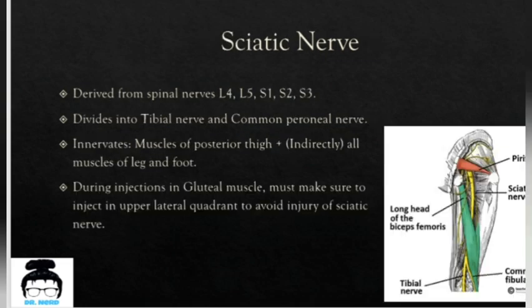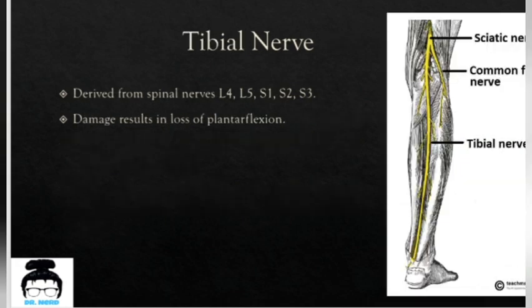The sciatic nerve is derived from L4, 5, S1, 2, and 3. If the patient has a herniated disc, this nerve might be affected. The sciatic nerve divides into the common peroneal nerve and the tibial nerve.